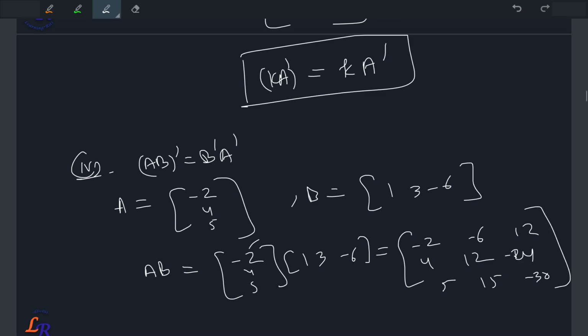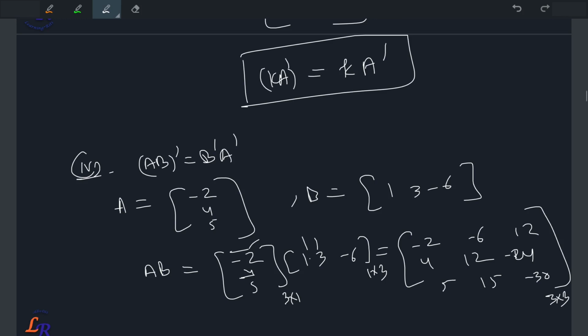So 2 into 1 is 2, first row first column, right? Second row second column. So that way you keep filling the space. It is 3 cross 1 and 1 cross 3, so you will have a 3 cross 3 matrix as it is filled here, right?